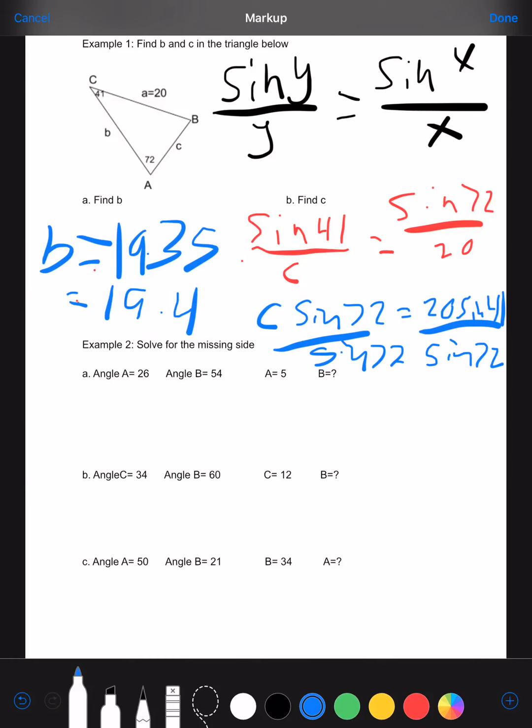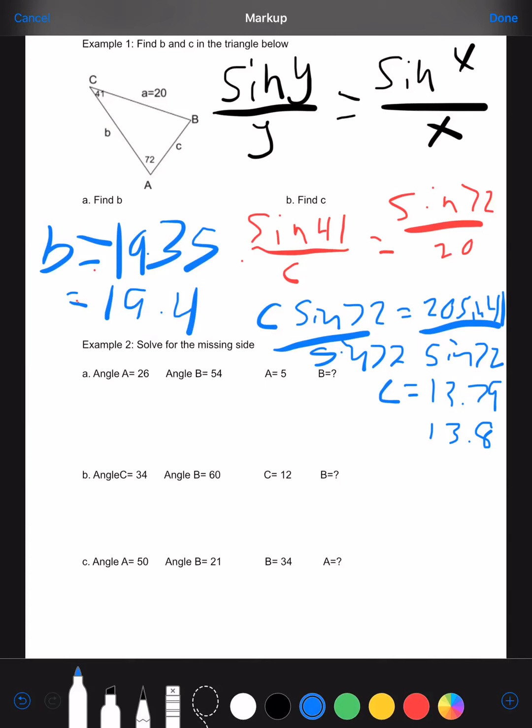We're going to plug this in our calculator again. So again, parentheses are your friends. Put parenthesis 20 sine 41, close parenthesis, divided by sine 72. Enter. Your answer should be C is equal to 13. I'm going to run out of room already. I need to learn how to write smaller apparently. 13.79. Or if we rounded that up, 13.8. But either way, that's our answer.